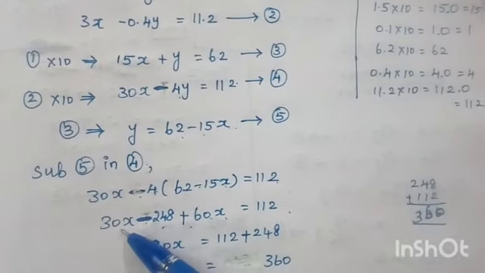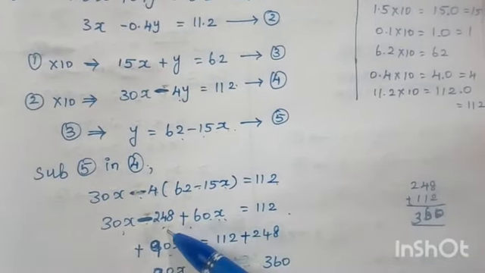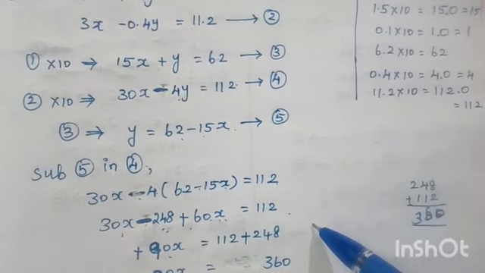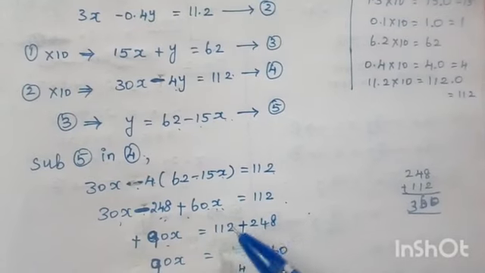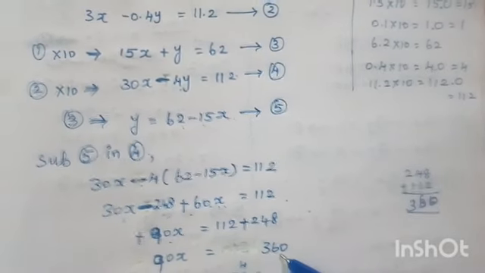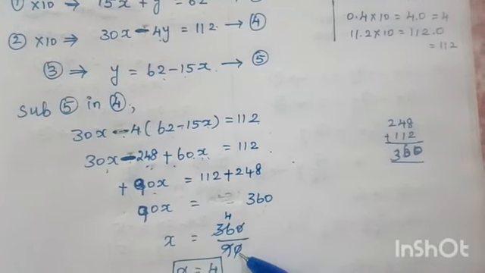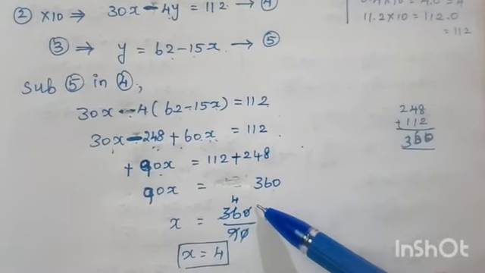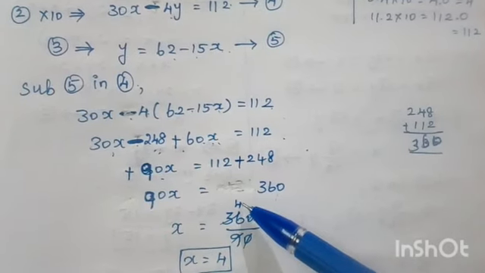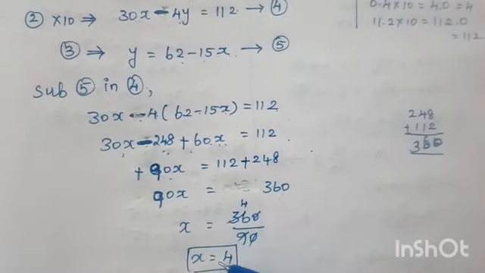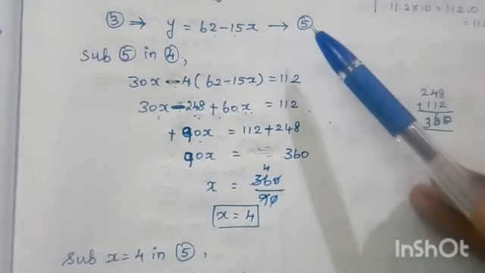Now you have to add the like terms, that is 30x + 60x, that is 90x. This minus 248 you have to transpose to the right-hand side, it becomes plus 248. So adding these two values, that is 360. 90x = 360. So x = 360 by 90. The 0s cancel. Now 1 nine is 9, 4 nines are 36. x = 4. Now you have to substitute x = 4 in equation number 5.